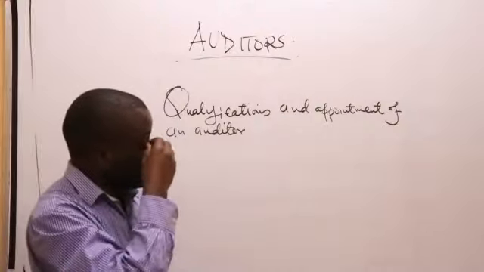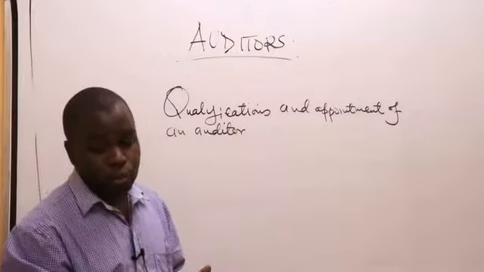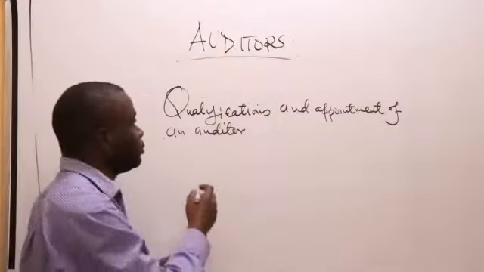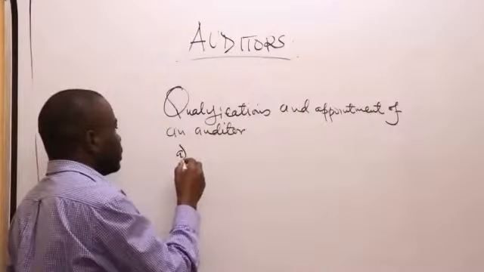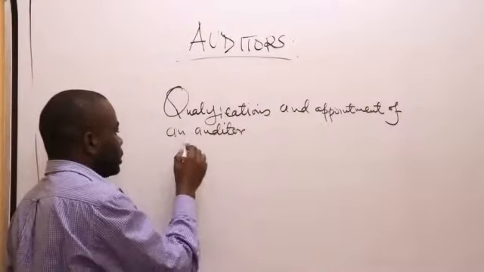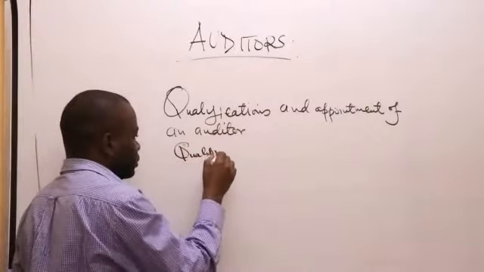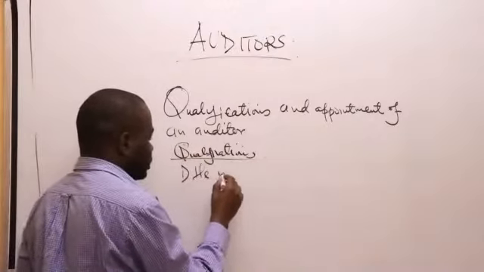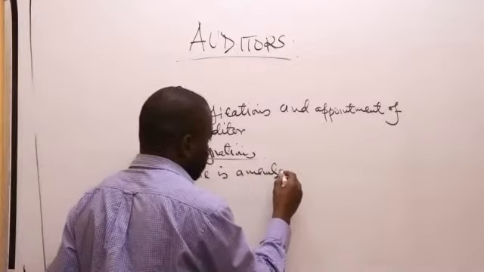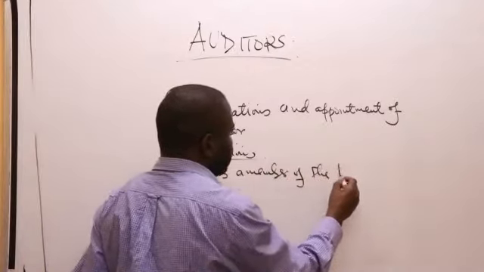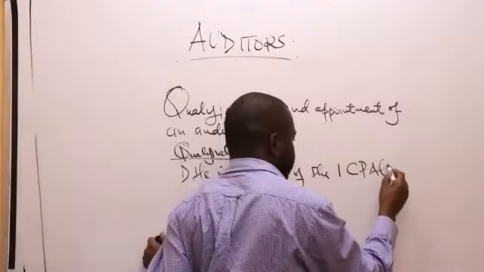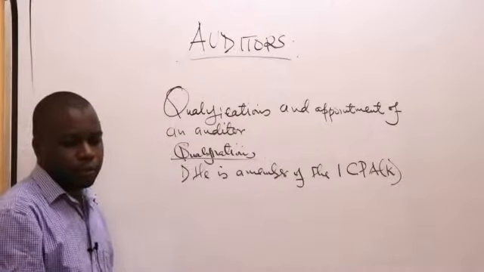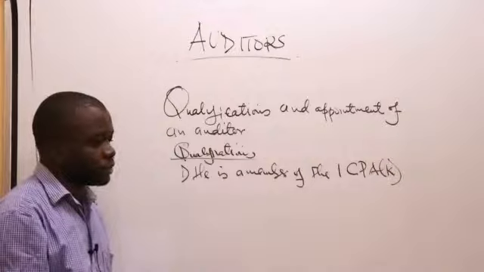So the key qualifications for one to be appointed as an auditor. We have just two key qualifications. Number one is he is a member of the Institute of Certified Public Accountants of Kenya, that is ICPAK.